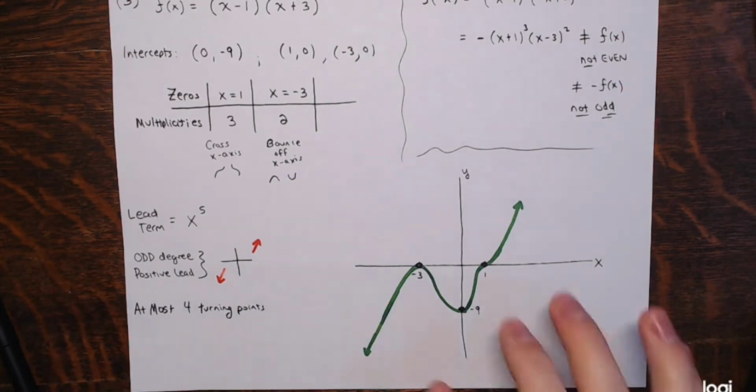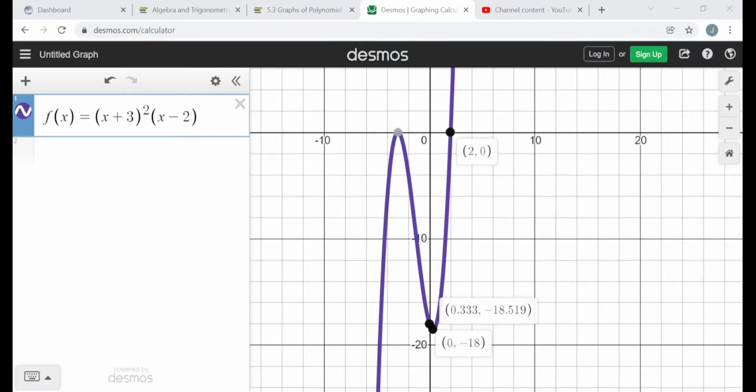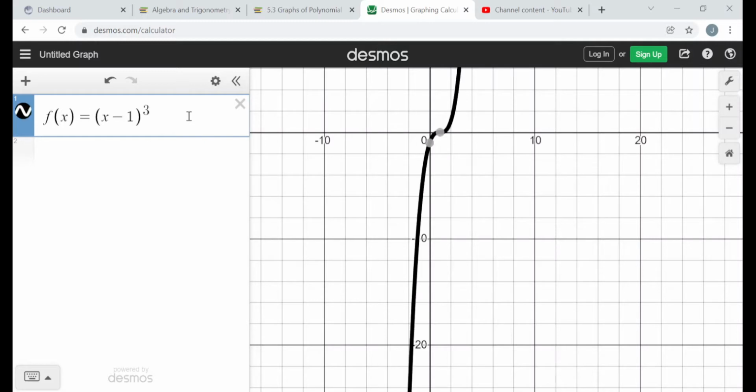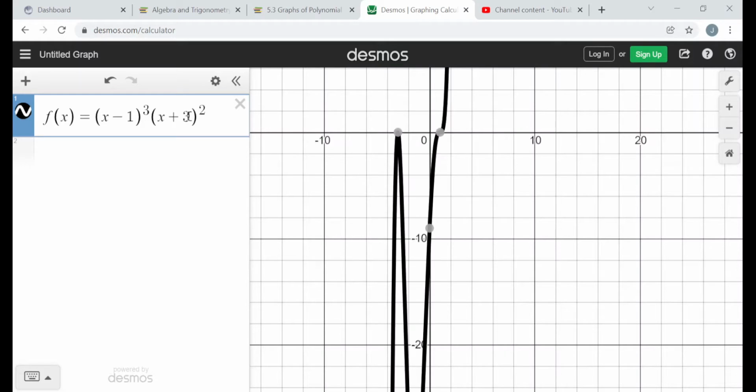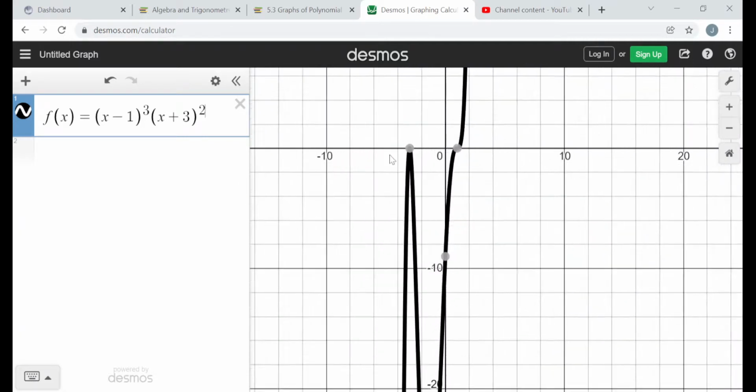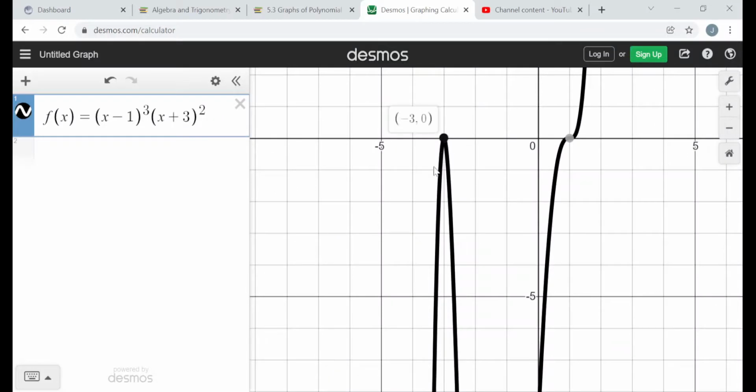Okay, so let's see how our graph compares to the real graph. The function we're given is f of x equals the quantity x minus 1 to the 3rd power times the quantity x plus 3 to the 2nd power. Again, the end behavior is the same as we've had, down to the left, up to the right. You see the intercept at (-3, 0), and the graph is bouncing off the x-axis there like a parabola. See, there's (1, 0), and you see how the graph is crossing over like a cubic, like a degree 3.